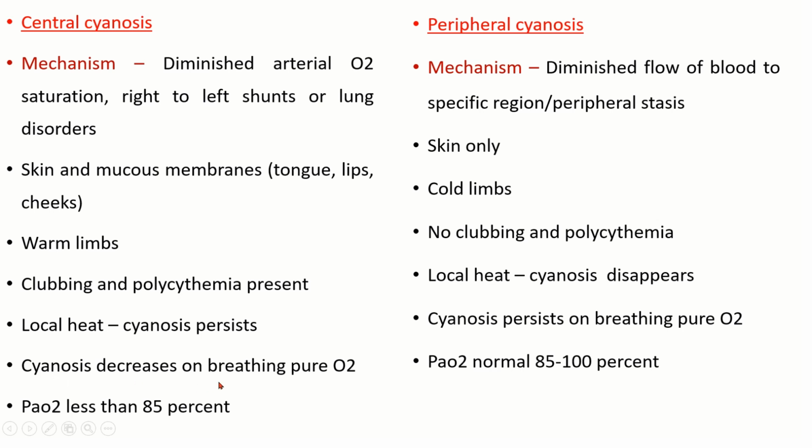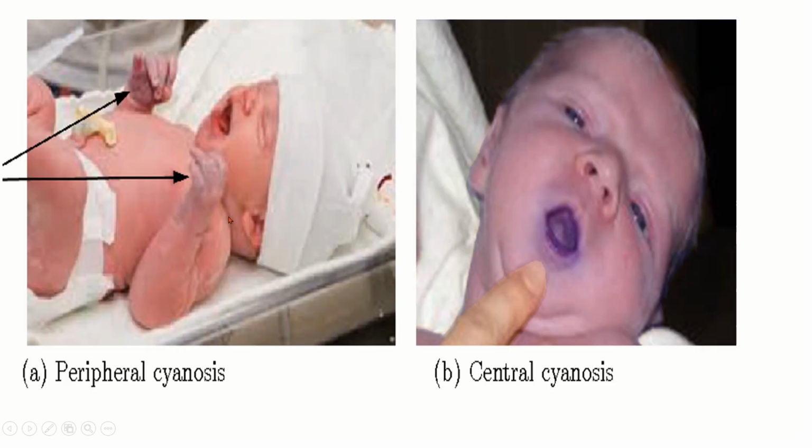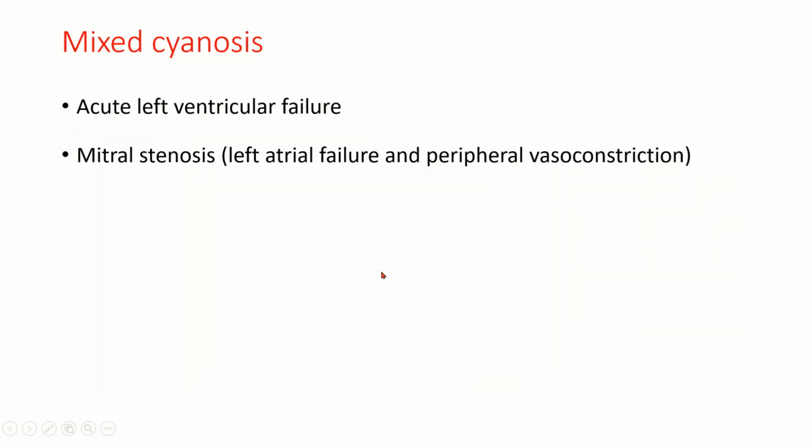In peripheral cyanosis, cyanosis slightly decreases on breathing pure oxygen. In central cyanosis, cyanosis persists even on breathing pure oxygen. PaO2 is less than 85% in central cyanosis. In peripheral cyanosis, PaO2 is normal, 85 to 100%. You can see here, this is a peripheral cyanosis and this is a central cyanosis.